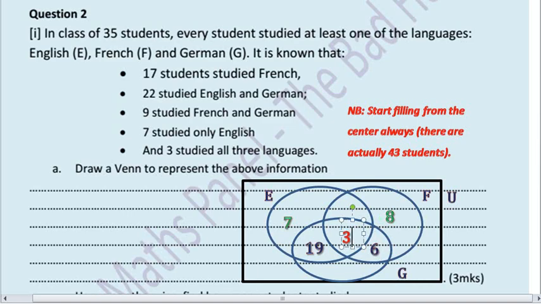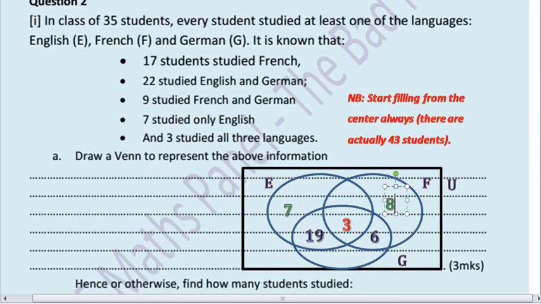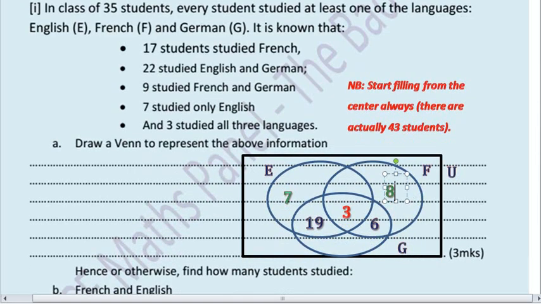That's the intersection. And 17 students studied French. So we move to French and look at all the entries. The sum should give us 17. We already have 3 plus 6, which is 9. So we are left with 8 to make 17. So we put 8 at this position. So that's the Venn diagram. And don't forget to indicate your universal set at the top right hand corner.